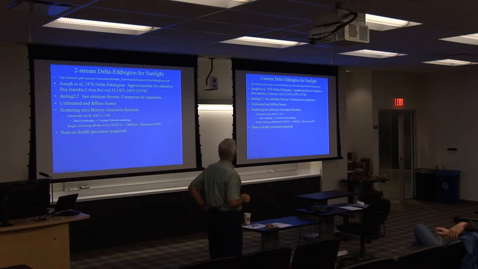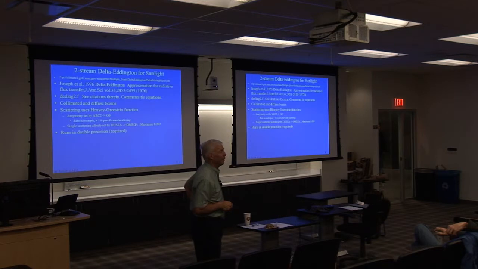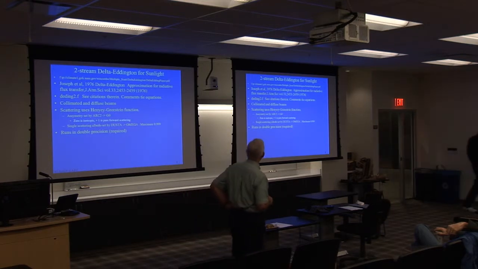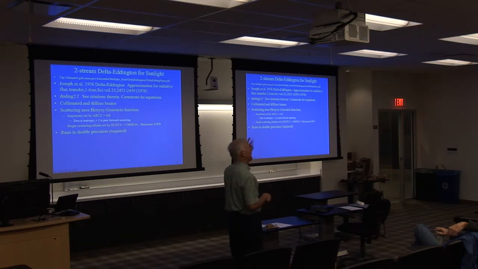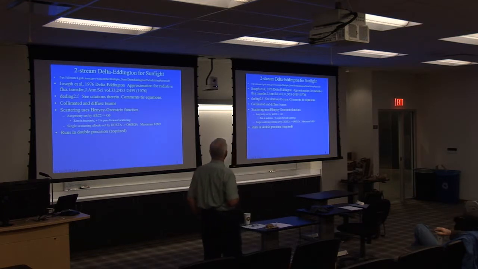There's a reference to the paper that described this. If you look in the code for this delta Eddington subroutine, you'll see more references, which is where I actually got the equations, which was some work by Wiscombe and some other people who actually cleaned it up. So here's the name of the routine. You can see the citations therein. And the comments therein tie the equations back to the original articles.